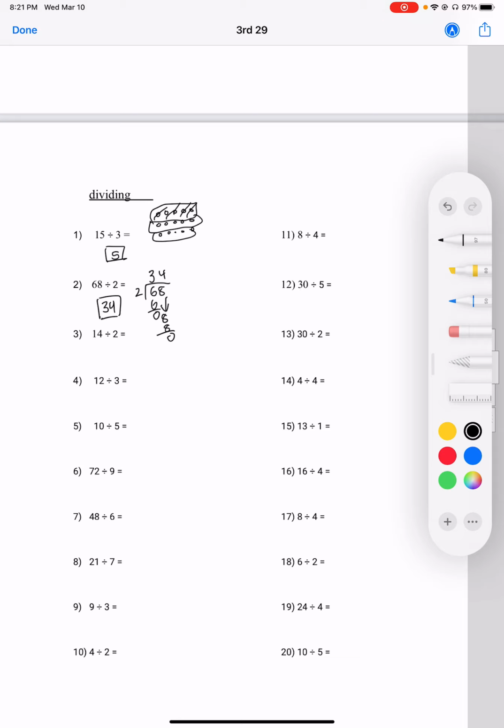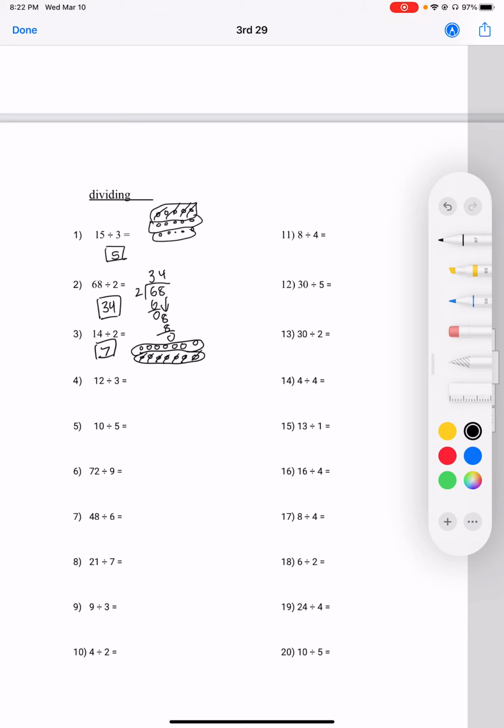14 divided by 2, you can do the same thing, or you can draw it out. 1, 2, 3, 4, 5, 6, 7, 8, 9, 10, 11, 12, 13, 14. Divide them into 2 groups and count how many are in each group. 1, 2, 3, 4, 5, 6, 7. There's 7 in each group, so the answer should be 7.